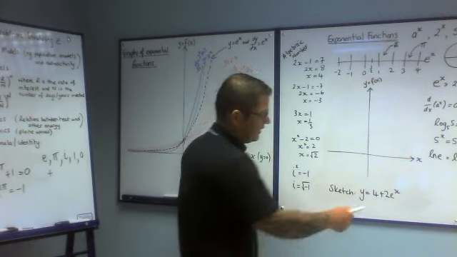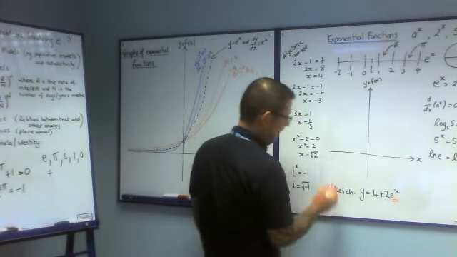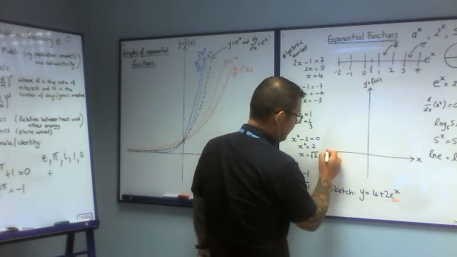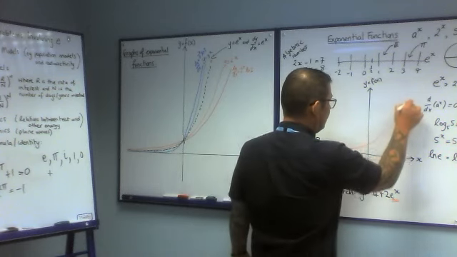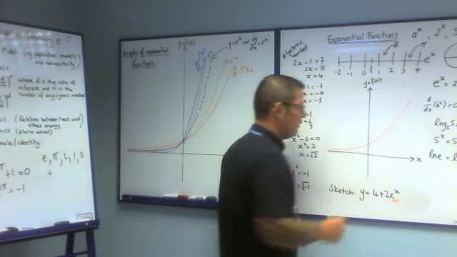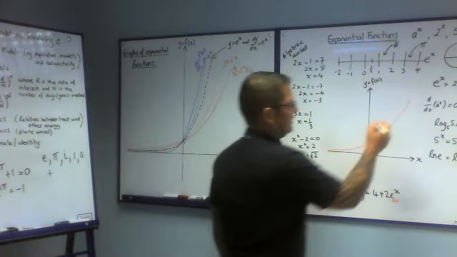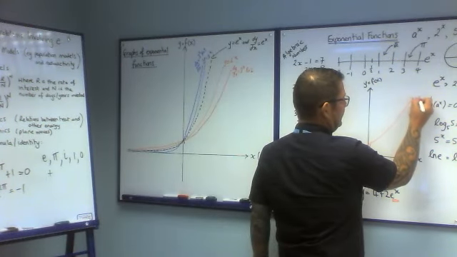So let's draw in e to the x. Let's get that in there. So if I did e to the x, it looks something like this. It'd be asymptotic down here, and it'll come up here, and it'll go through 1 there. So that is, I'll just write it in here, y equals e to the x.